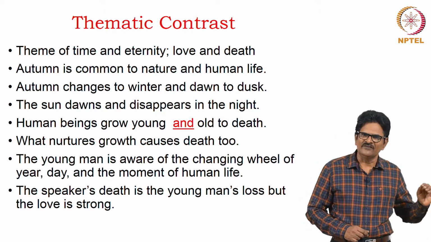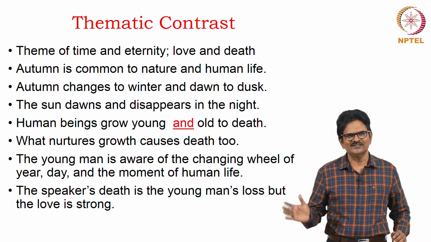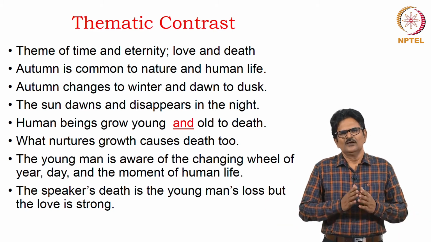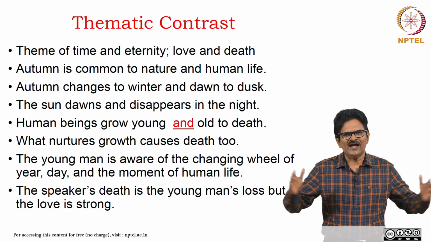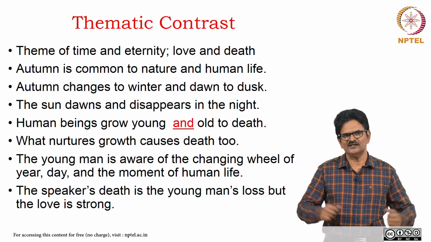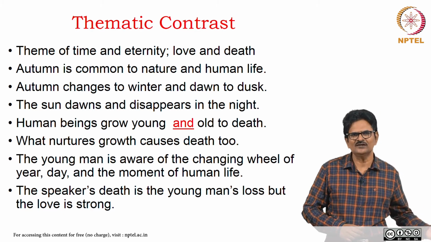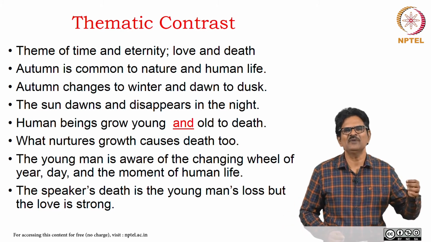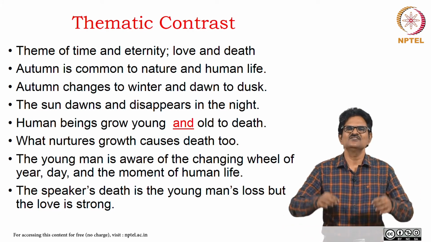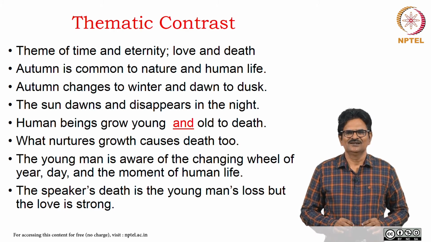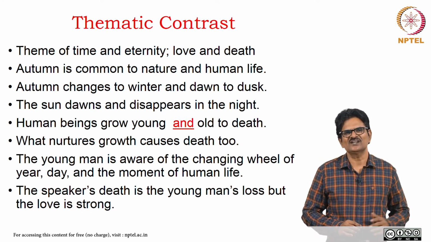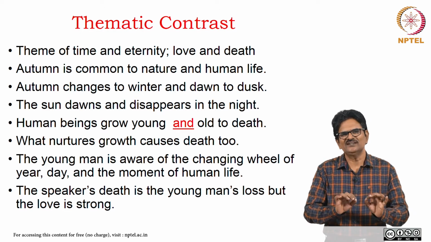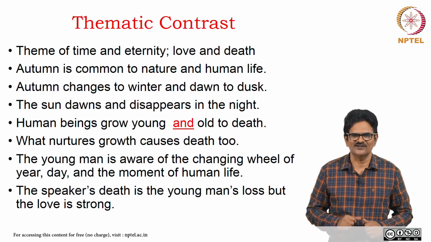The young man is aware of the changing wheel of year, day and the moment, that is the twilight of human life. We may have a span of 1 year, or we may have a span of 50 years, 70 years, 80 years. We may have a month, a week or a day. We may have hours, minutes, seconds, moments. All these change one after another. Finally, the moment of death is something which the poet is trying to capture in this particular sonnet.